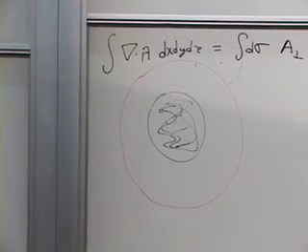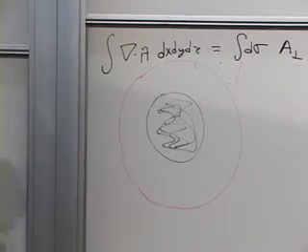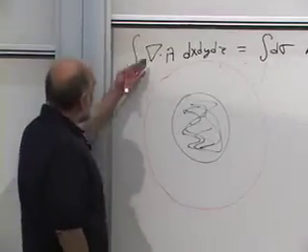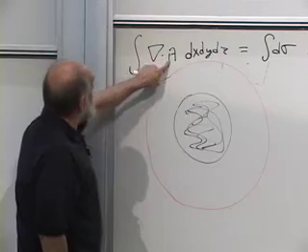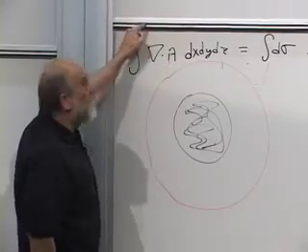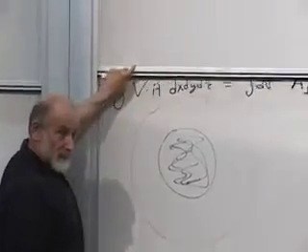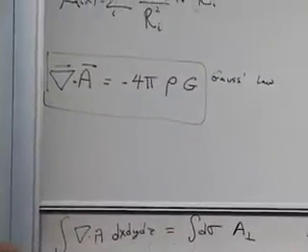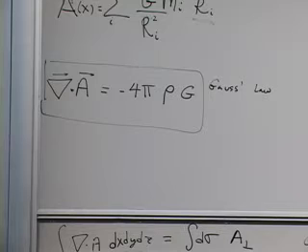Can the red be seen? All right, so there's a red shell around here. Now let's see what this says. First of all, we integrate up del dot A. But what is del dot A? From Gauss's law, not from Gauss's theorem, but from Gauss's law, we know that del dot A is minus 4 pi times the mass density times g.